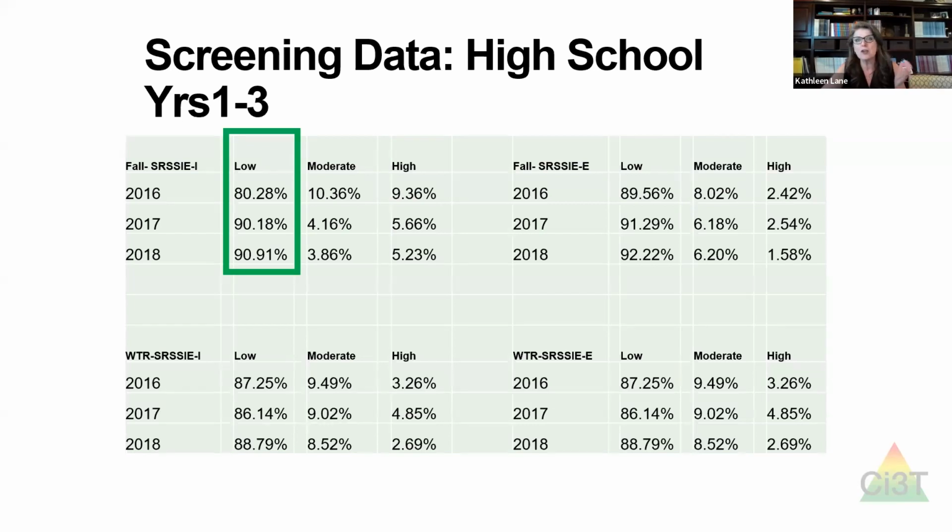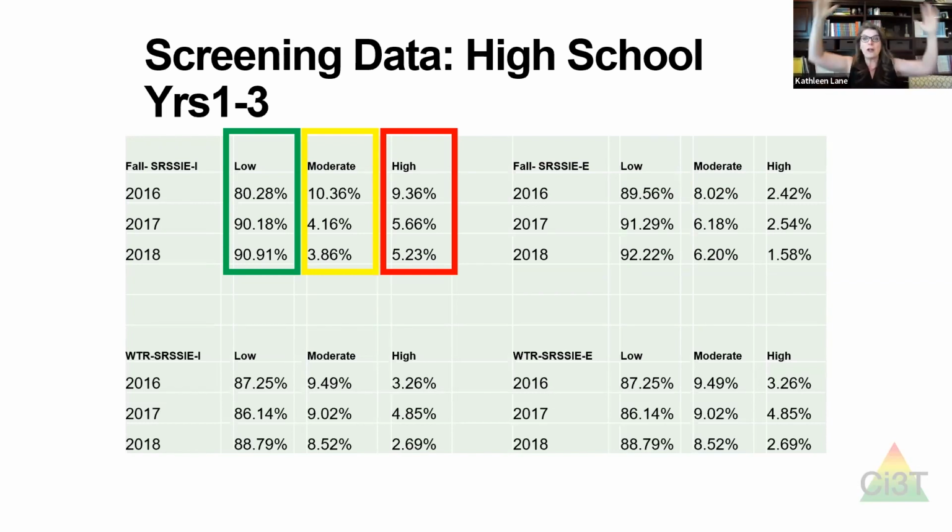This is their internalizing behaviors. This is kids at low risk in 2016, 2017, and 2018. And you can see those percentages are getting bigger over time, while the percentage of kids that are screening in moderate risk are decreasing, as well as kids in the high risk category decreasing. So this gives us a way to look at the system.